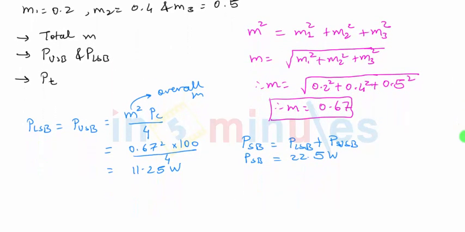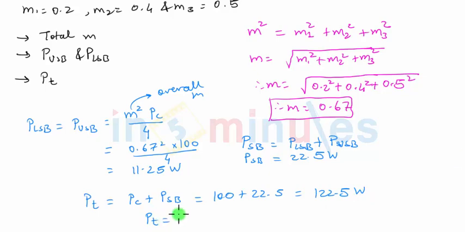And finally, we have to find the total power in the modulated signal, which is PT. You can find total power using formula PC plus PSB. That means the power in carrier and total power in both the sidebands. This will be 100 plus 22.5. And this will come out to be equal to 122.5 watts.